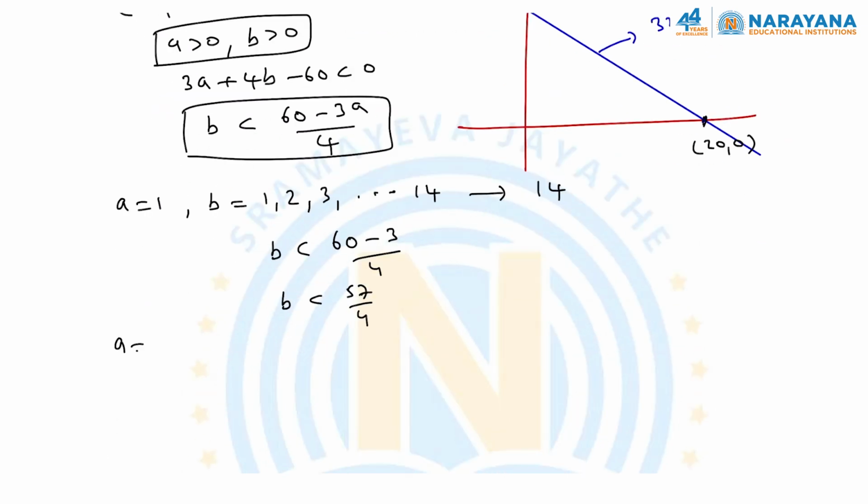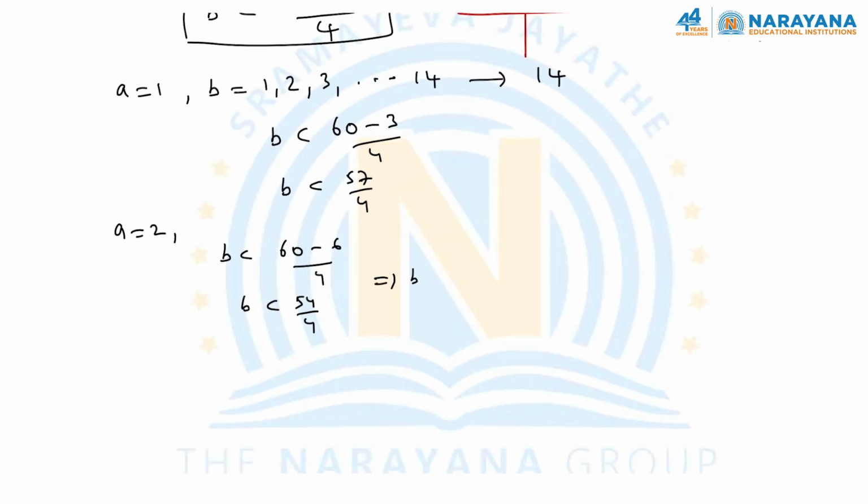Now when I am taking a equal to 2, b should be less than (60 minus 6) divided by 4, b less than 54 by 4. So it should be less than 14, but it should be a multiple of 2. So I can start with 2, because 2 is a multiple of 2, then 4, 6, and we can go till 12. We cannot take odd numbers, and we cannot take 14 because b should be less than 54 by 4. So here how many values are we getting? 2 to 12, we are getting 6 values.